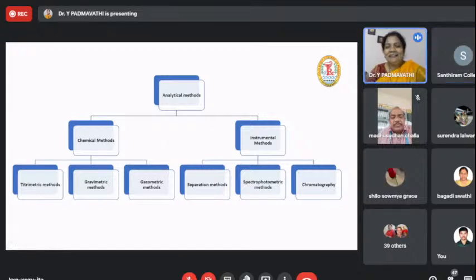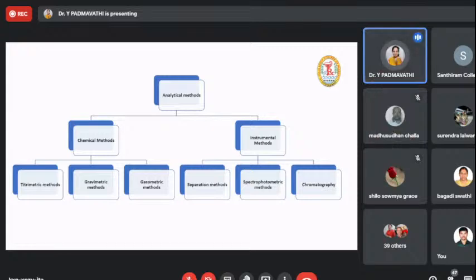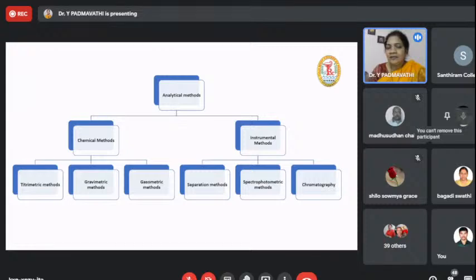Yeah. Thank you. So, analytical techniques are used for both qualitative and quantitative purposes. The two main kinds of methods used in analysis work are chemical methods and instrumental methods.